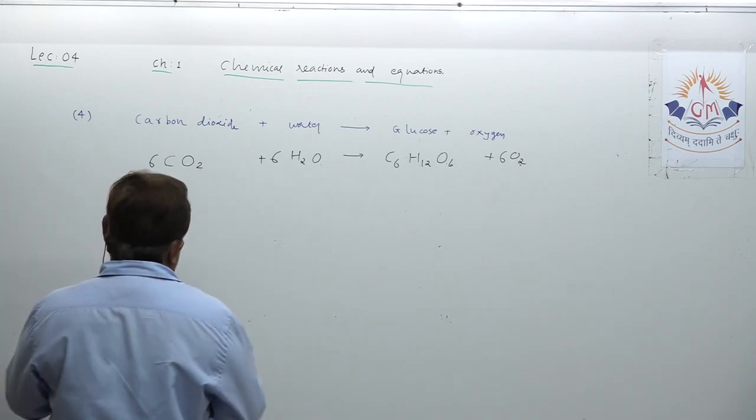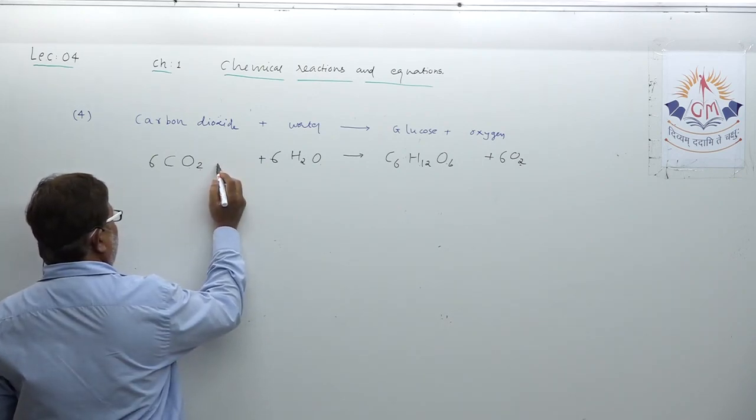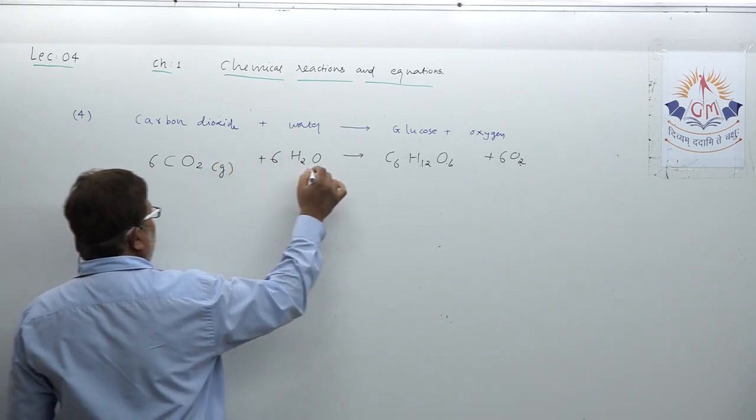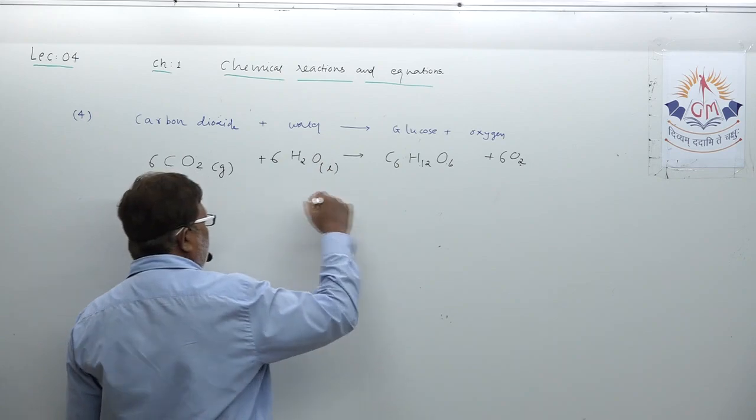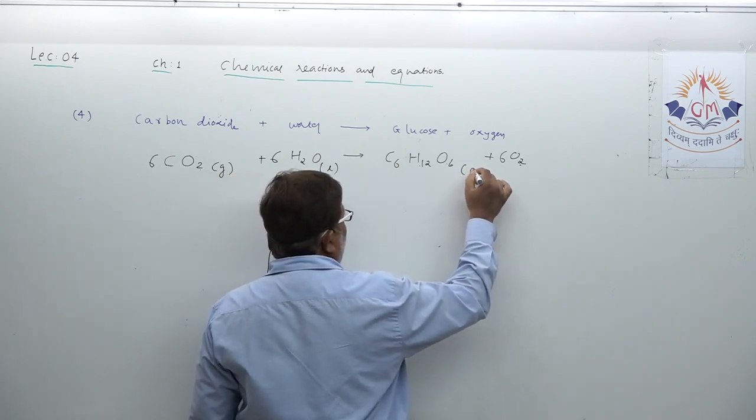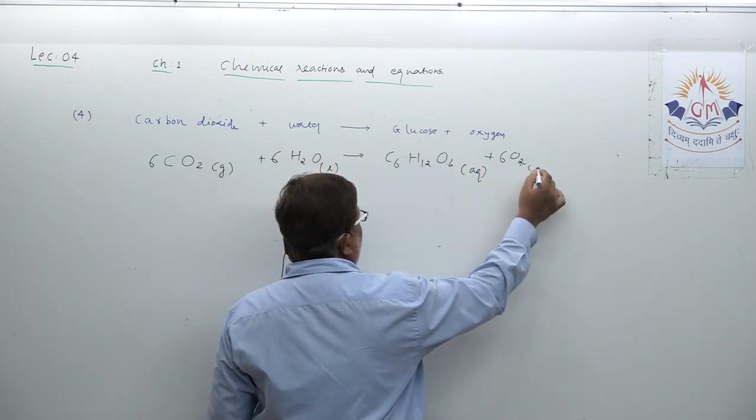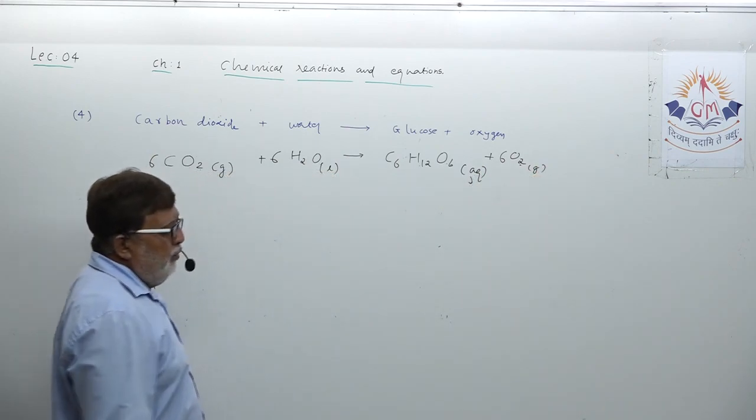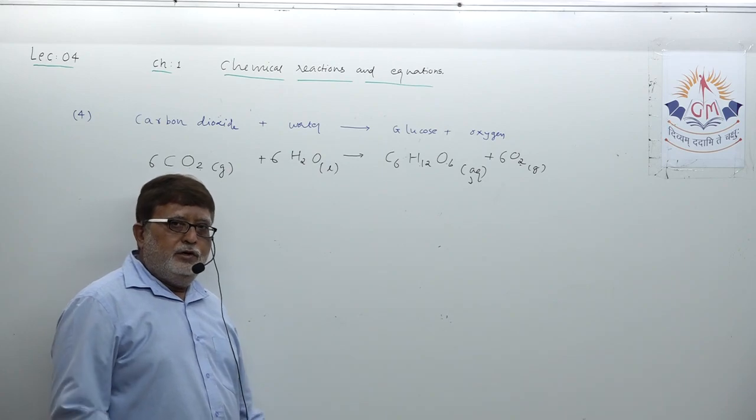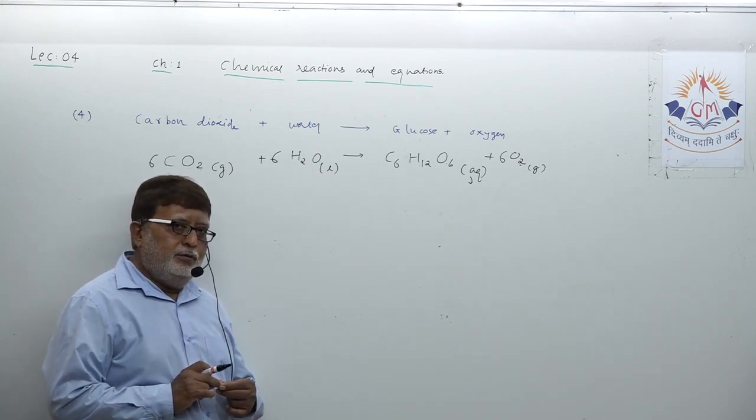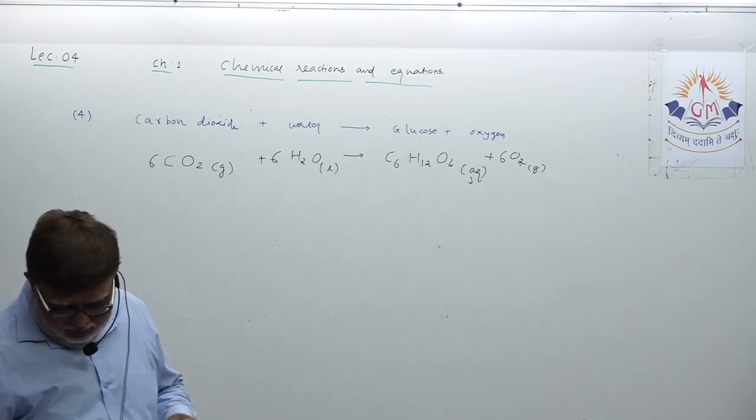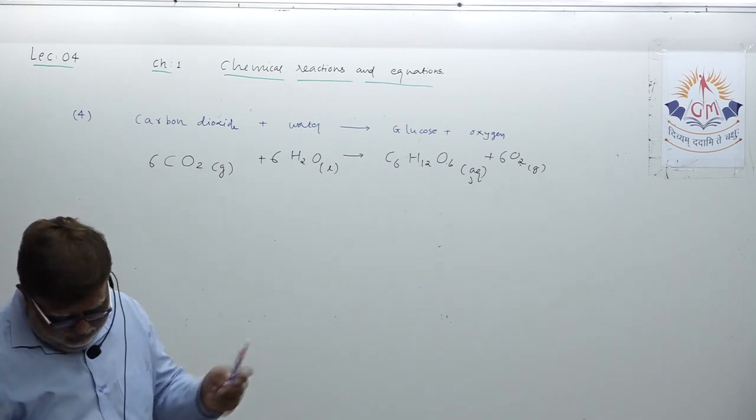If you want to write the state of the compounds participating in this, carbon dioxide is in gaseous state, water is in liquid state, starch in aqueous state, and oxygen is gaseous state. Aqueous, you remember, starch is not formed in solid state, but it is formed in dilute form in water. Understand? Let us take some more equations, okay?